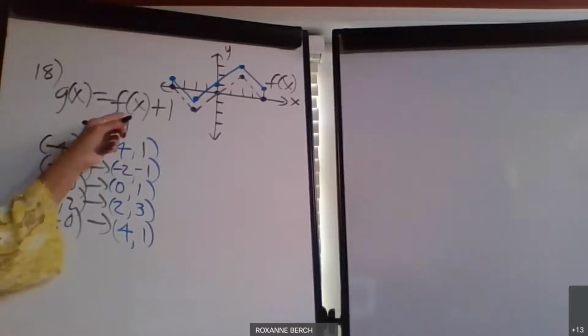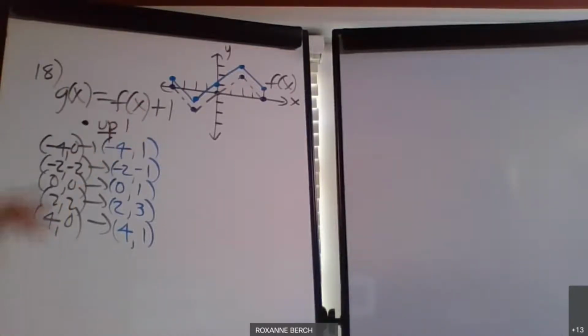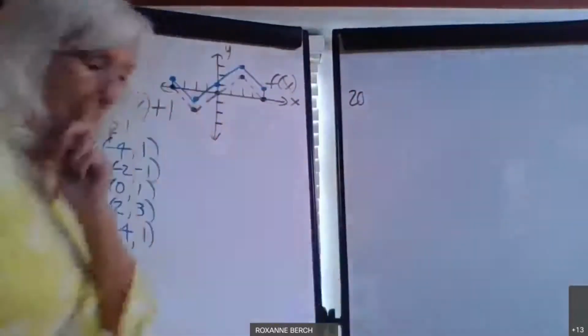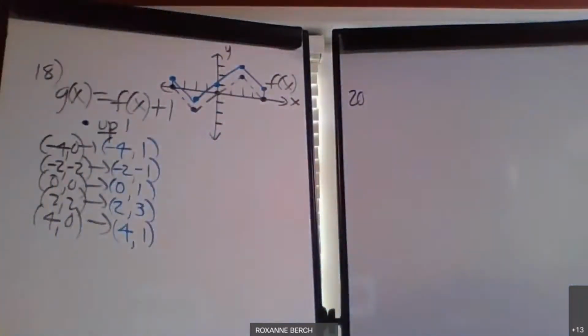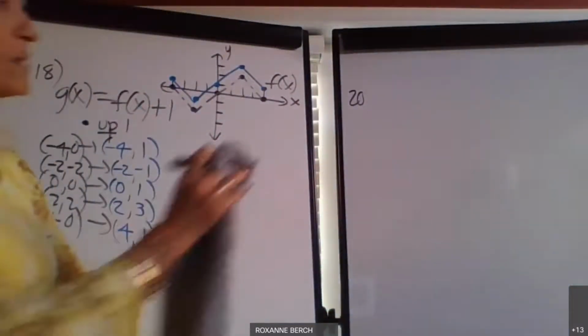So this is saying move F up 1. So you're going to write the original problem. You're going to state the transformation. You're going to show the transformational points and graph. Let's do another one. Let's do number 30.